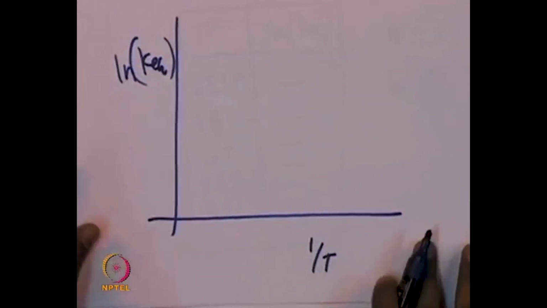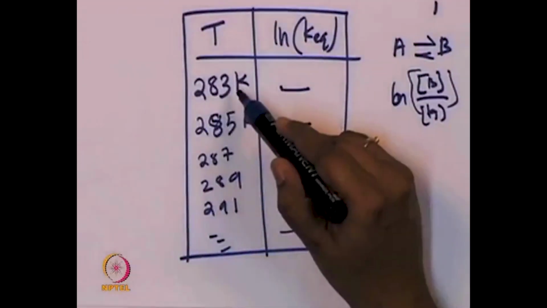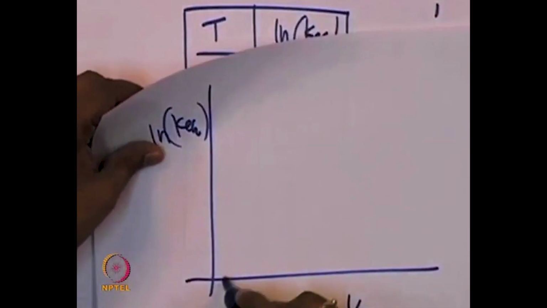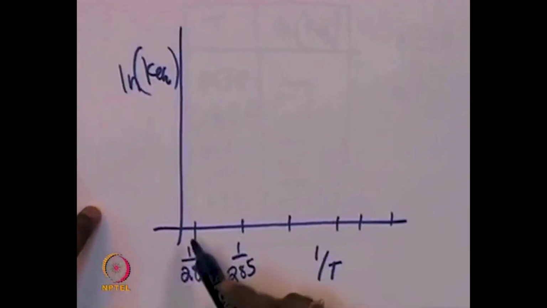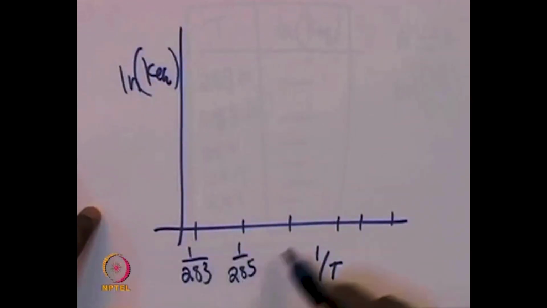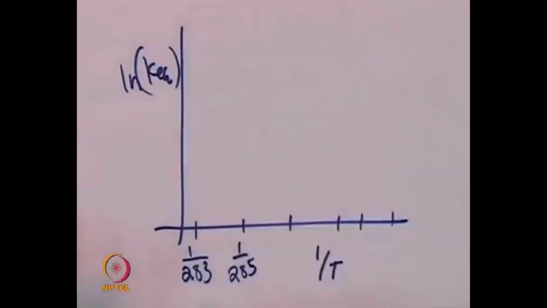So, 1 over T. As we know the T here, 283 is the first temperature we did. So, here you will have 1 over 283, here you will have 1 over 285. All these are numbers, and for all these numbers you will have a corresponding K equilibrium value. So, for 1 over 283, 1 over 285, 1 over 287, as you vary 1 over T, you will have ln K equilibrium varying. Let us see how the ln K equilibrium varies. Let us look at the next slide.